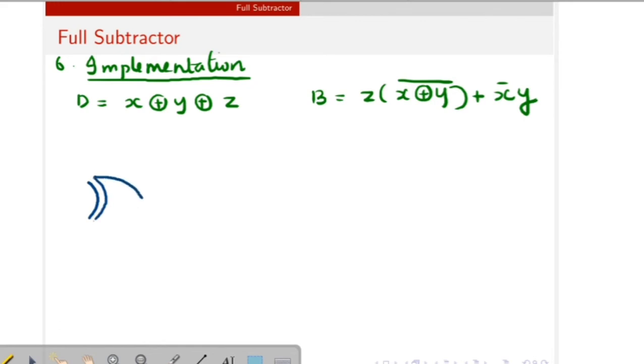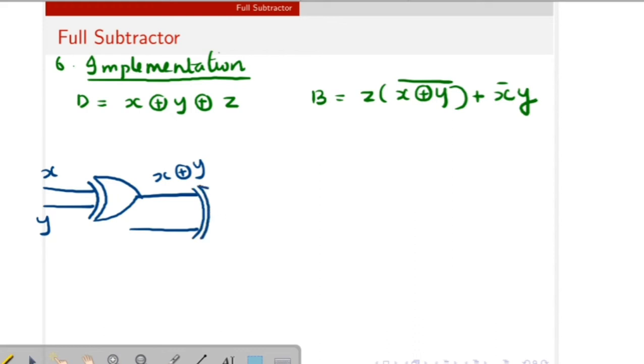So here we have an XOR gate with two inputs x and y. So here we have x XOR y. Then take the third input z, and x XOR y, both are given to another XOR gate. So here we have the output x XOR y XOR z. So that is the difference.